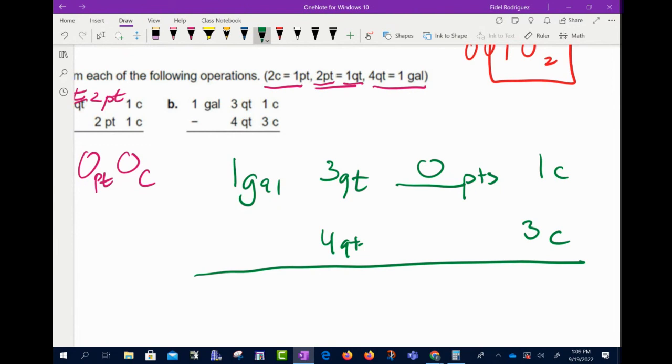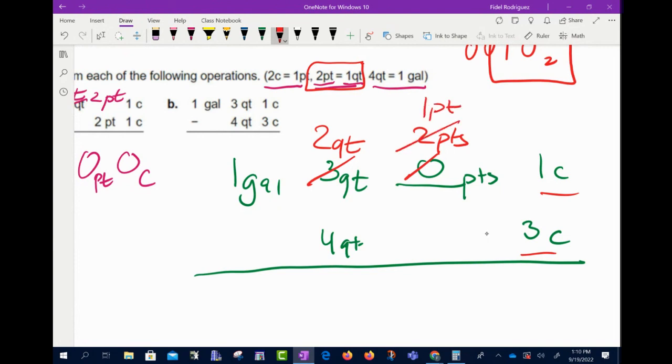Okay, so let's go ahead and start doing some borrowing here. I can't take away 3 cups from 1, and I don't have any pints to borrow from. So I'm gonna have to go to the quarts. So if I borrow 1, that gives me 2 quarts. But I know that 1 quart is the same thing as 2 pints. So right here, you guys, we're gonna have 2 pints. What I wanna do now is borrow 1 from the pints so that I can get to my cups. So if I borrow 1 from the pints, now I have 1 pint. And I know that 1 pint is the same thing as 2 cups. So I'm gonna put 2 cups right here.